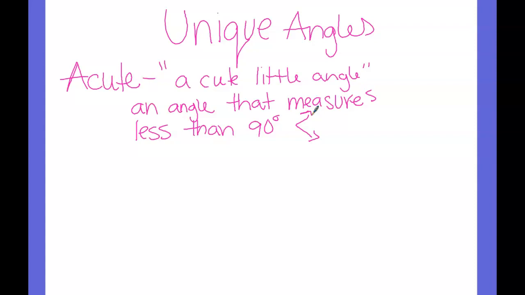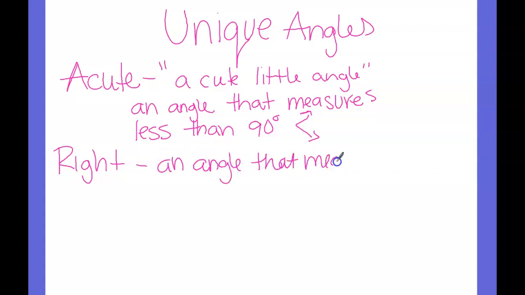Next one, we have right angle. And what does a right angle measure? 90. So an angle that measures exactly 90 degrees.